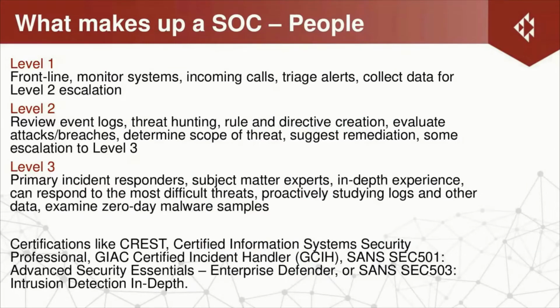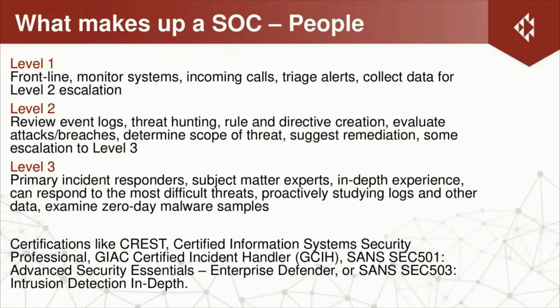So we have level 1. These are the frontline staff. They're the ones that are receiving the events and alarms and triaging and collecting data for level 2. Level 2 is then reviewing further into the log data. They're dealing with the directives and rule creation processes. They're evaluating attacks and potential breaches. They're determining the scope of the threat and suggesting remediation potentially. If there is the likelihood that a threat or an event is a real world one, then this would be escalated to level 3.